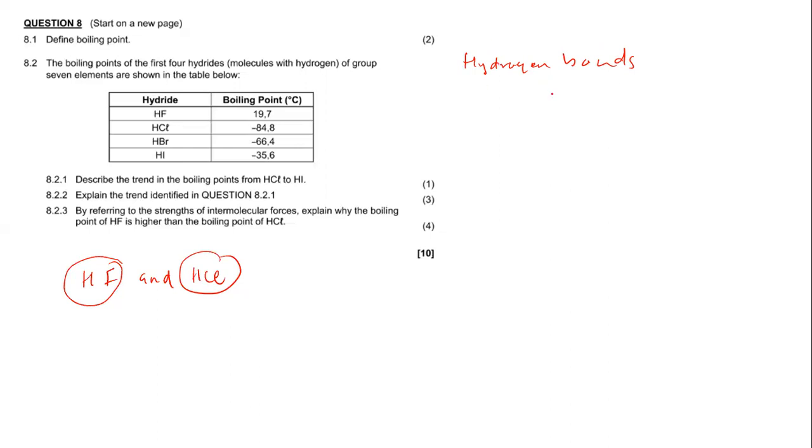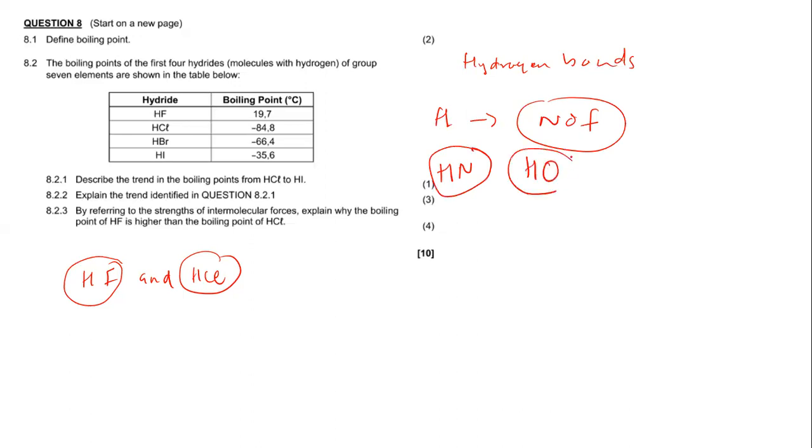So why do we say the hydrogen bond? How do we see the hydrogen bond? It's when hydrogen is bonded to these three atoms. When hydrogen bonds with nitrogen, we are having a hydrogen bond. When hydrogen bonds with oxygen, we're having the hydrogen bond. When hydrogen bonds with fluorine, we have the hydrogen bond. And the hydrogen bond is the strongest of the intermolecular forces.